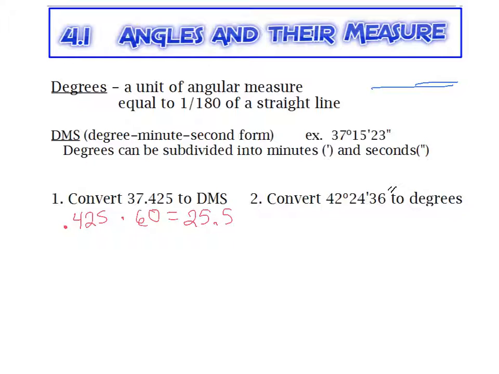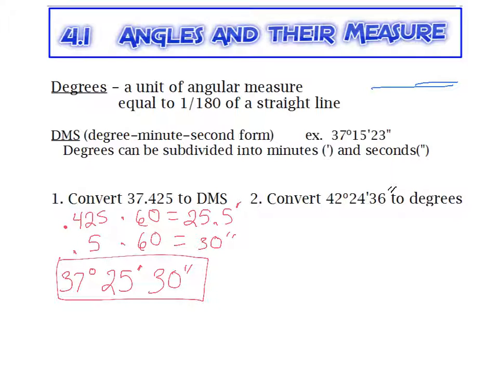Now I'm going to take the 0.5 that I have left and multiply it by 60, because that's 0.5 of a minute. If I multiply 0.5 by 60, that minute is going to turn into seconds. 0.5 times 60 is 30. So this is in minutes right here, and this is in seconds. To convert, I've got 37 degrees, I've got 25 full minutes, and then I took that 0.5 and turned it into 30 seconds.